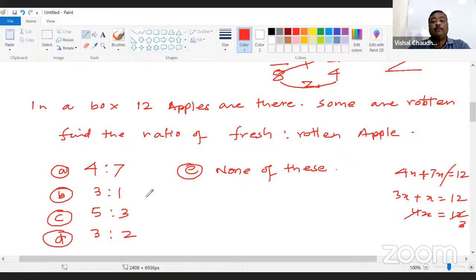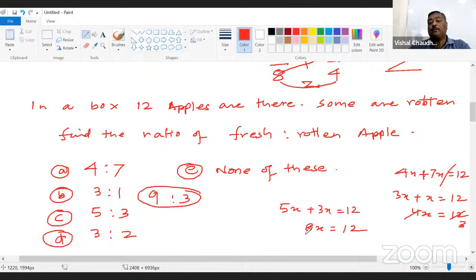So what I will have here is 9 fresh and 3 rotten. This comes to 12. Now 5:3, so 5x plus 3x is equal to 12. 8x is equal to 12, so x is 1.5. So can I have 7.5 apples as fresh and 4.5 apples rotten? No. So again it is wrong.